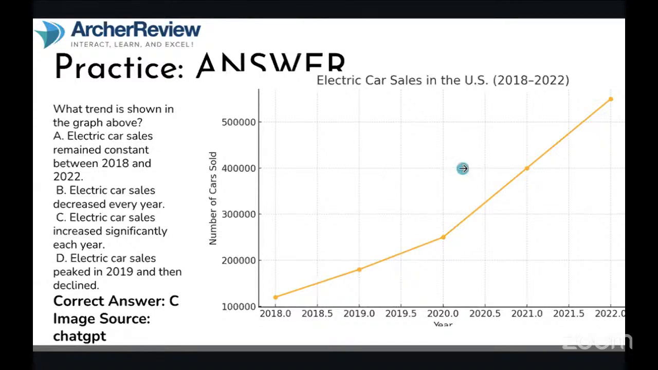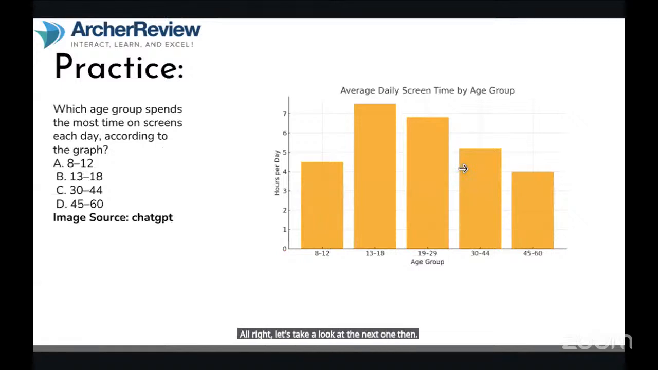All right, let's take a look at the next one then. Try this one. What age group spends the most time on screens each day according to the graph? So I'm going to put 30 seconds on the timer. Go.